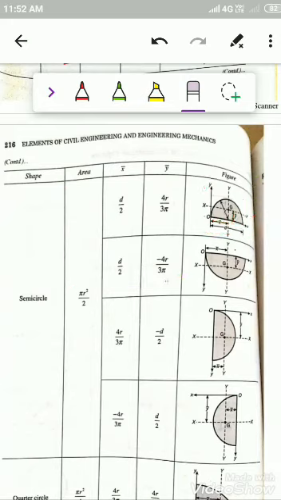Next we can start with the problems. In the next video we will start with the problems. Before that, you just observe this clearly and make sure that you know all the x bar and y bar values of the different geometrical figures.